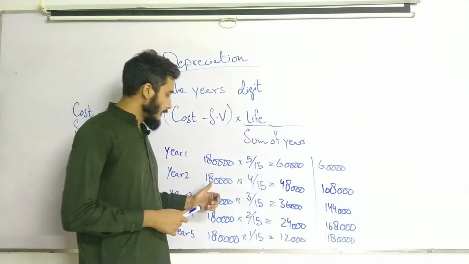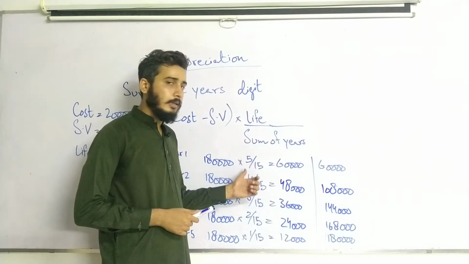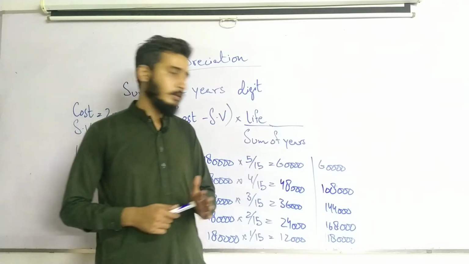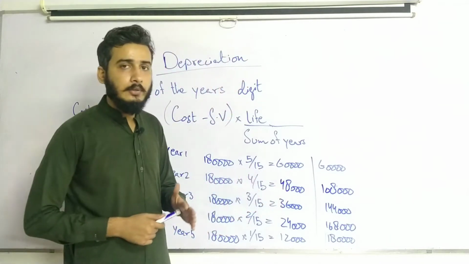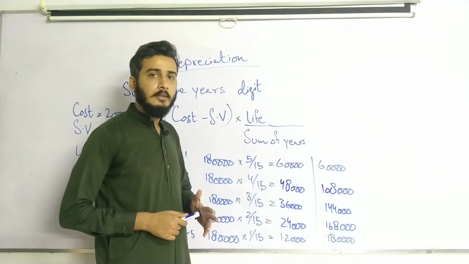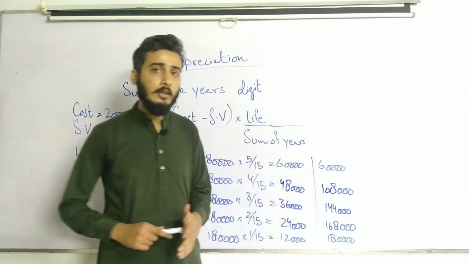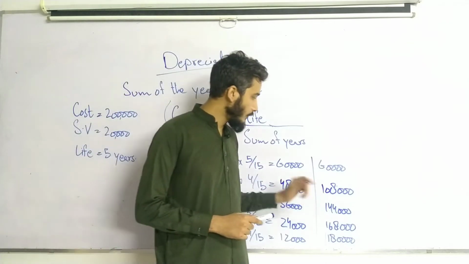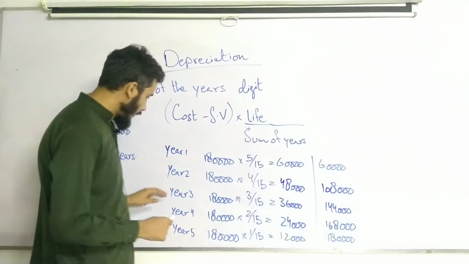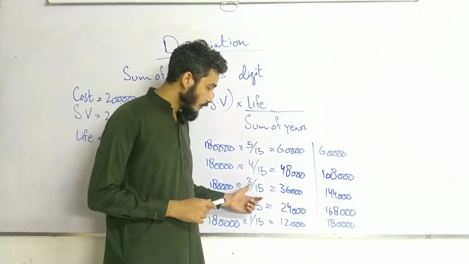Then in the next year, 180,000 multiplied by, now the asset is consumed, is used for 1 year. Now 4 years are left of its life and divided by sum of years, and we have got 48,000. Now by adding the previous total depreciation with the depreciation expense of this year, we have got 108,000. Then in year 3, 180,000 multiplied by 3.